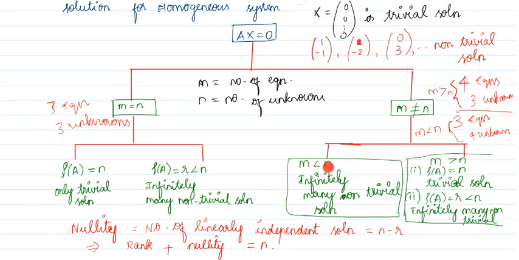Here m is less than n. It means obviously we will be having infinitely many non-trivial solutions. And if m is greater than n, then we have to see further 2 conditions. If rank of A equal to n, then only trivial solution, and if rank of A is less than n, then infinitely many non-trivial solutions.